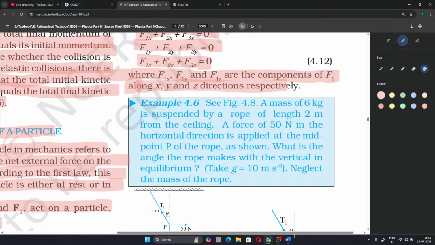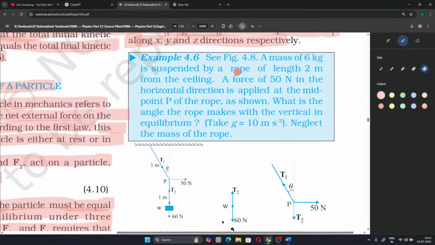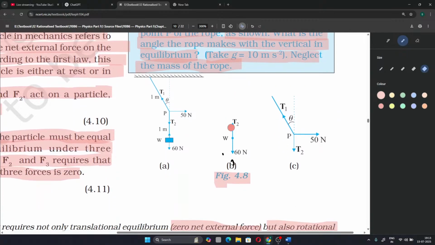Let's see the question. A mass of 6 kg is suspended by a rope of length 2 meters from the ceiling. A force of 50 Newton in the horizontal direction is applied at the middle point of the rope as shown. What is the angle the rope makes with the vertical in equilibrium? Take g equals 10 meters per second squared and neglect the mass of the rope. Basically, the mass of the rope is 0. It's not really possible, but these are ideal situations.